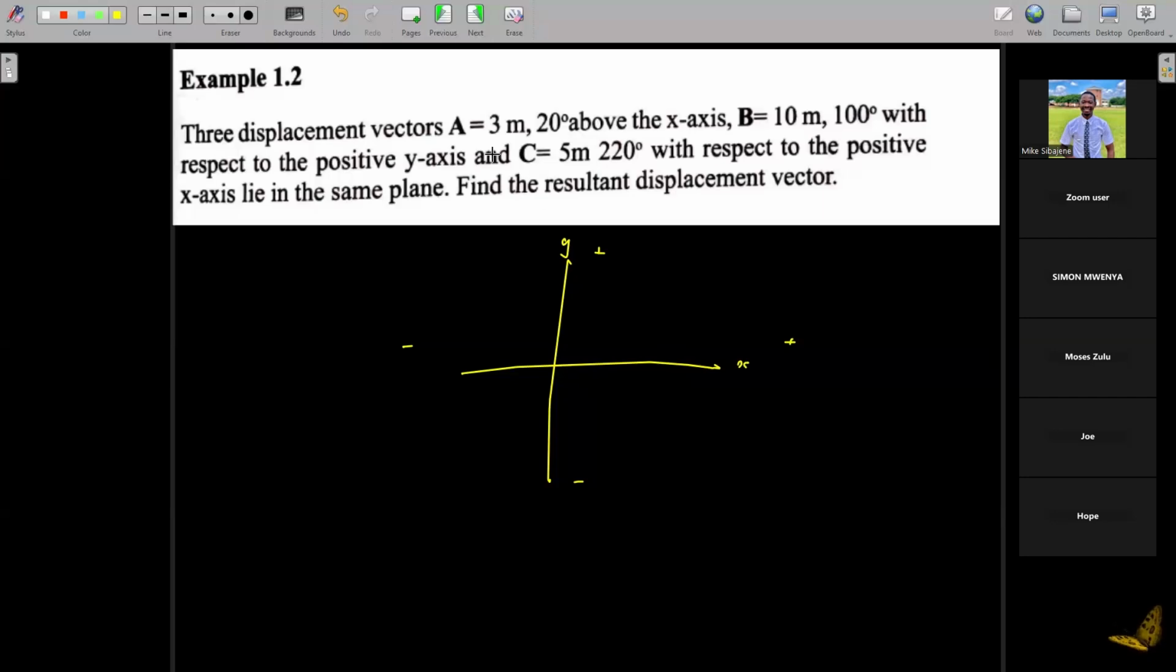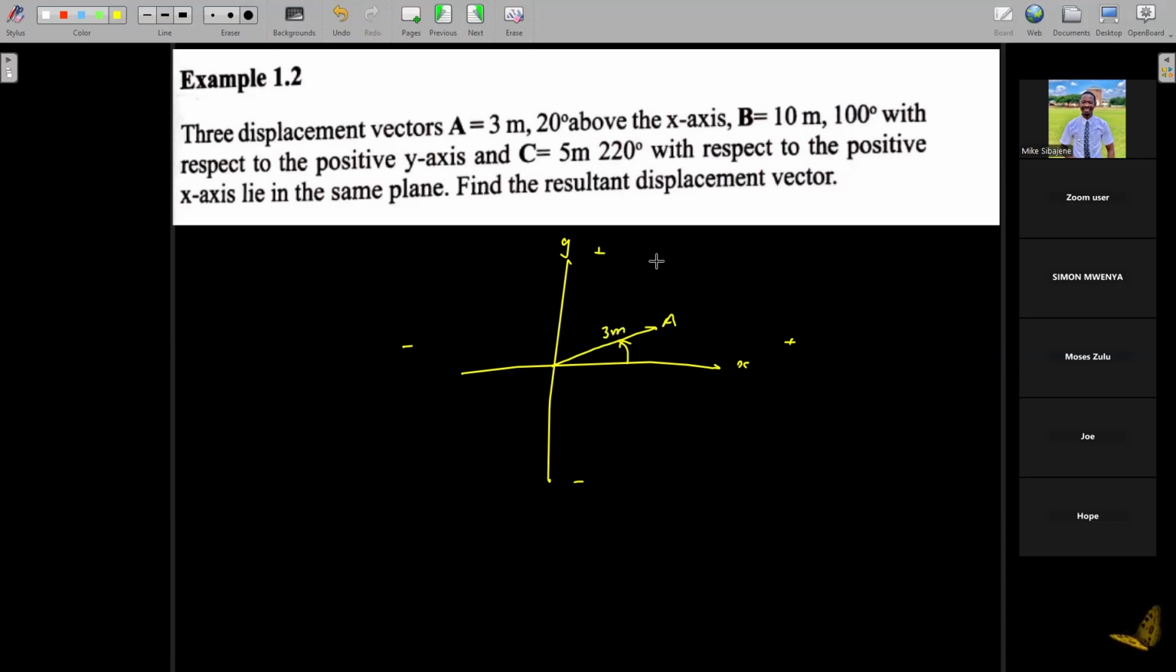So the first statement is saying that A is equal to 3 meters and it is 20 degrees above the x-axis. So this is your x-axis. If you are rising from the x-axis going upward, the angle begins to widen until it forms 360. But our question is saying that A is 3 meters and it is 20 degrees above the x-axis. So you write it like that, rising from the x-axis going upward. That is your A, 3 meters.